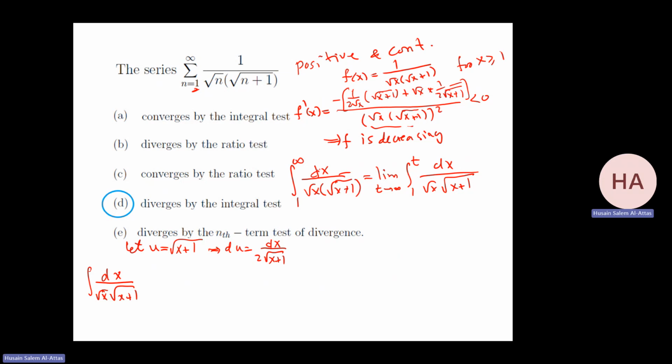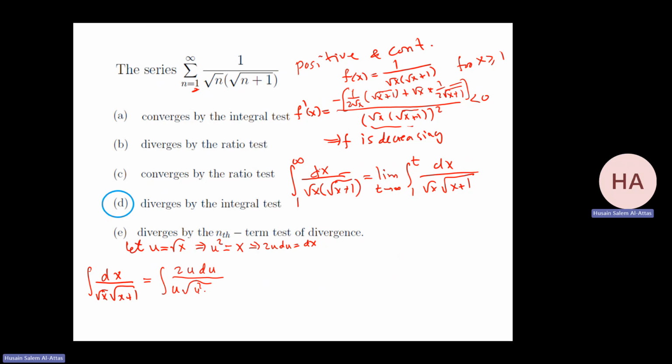How to do this integral easily? If I let u equal square root of x, let me see what will happen. If u is the square root of x, that means u squared will be x, and 2u du will be dx. So I have the integral of 2u du over u. This is x is u squared, square root of u squared plus 1.